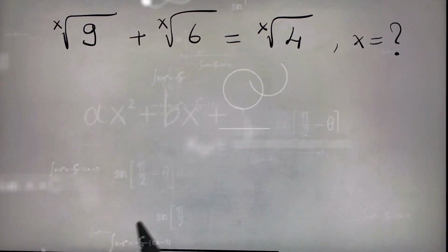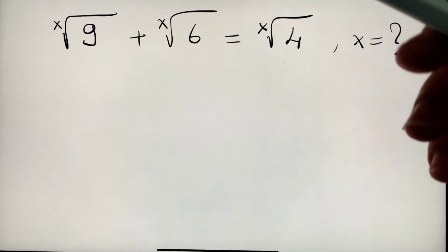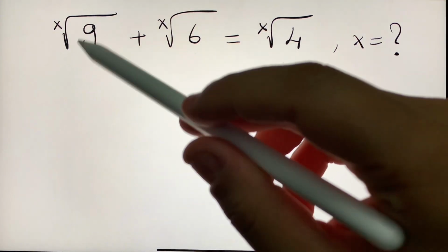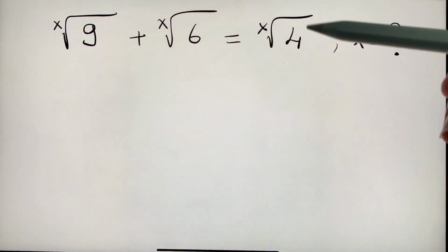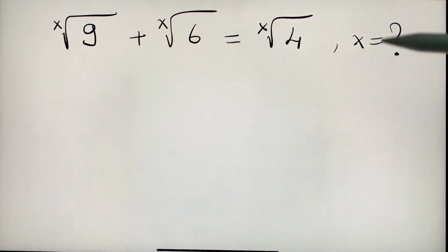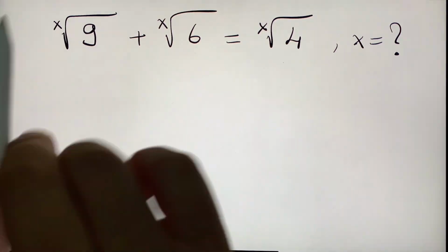Hello, hello, hello. With one perfect Olympic question, we are together again. In one root of unknown degree, 9, he said the sum of 6 is equal to 4, and approximately asking what x is. One perfect question in the Olympics.